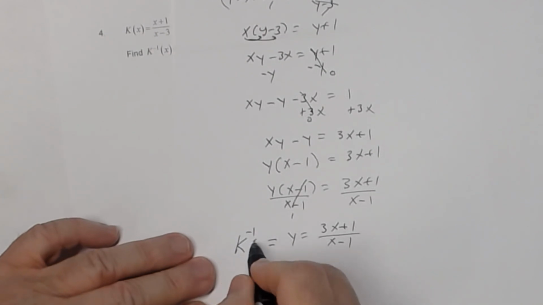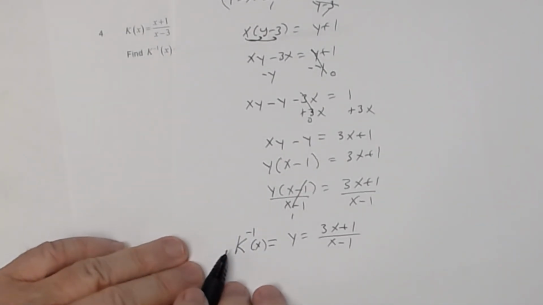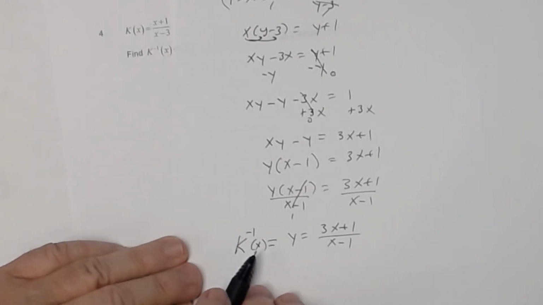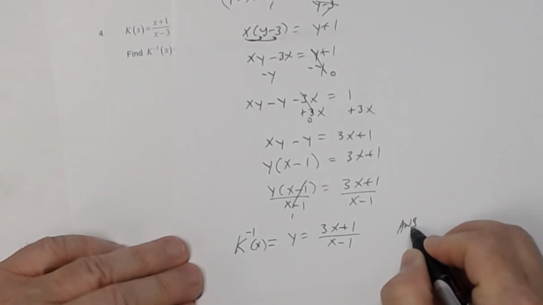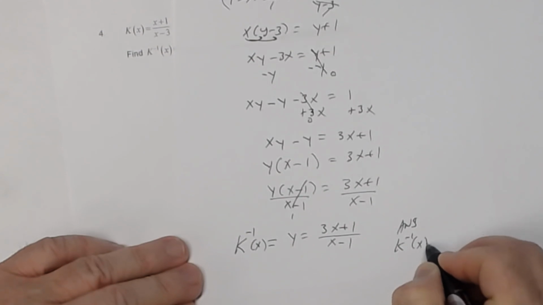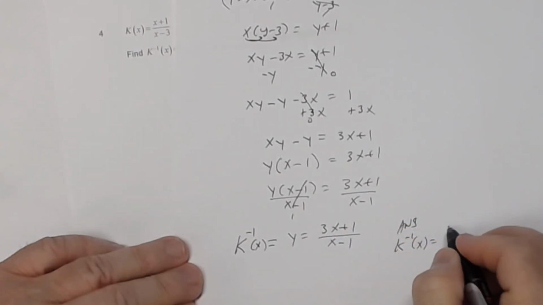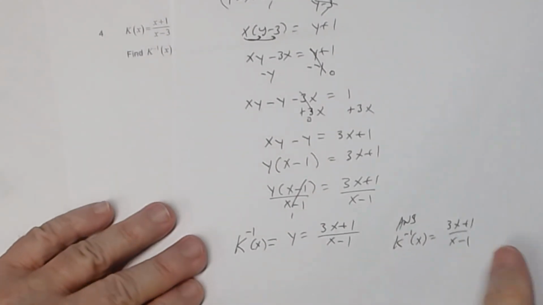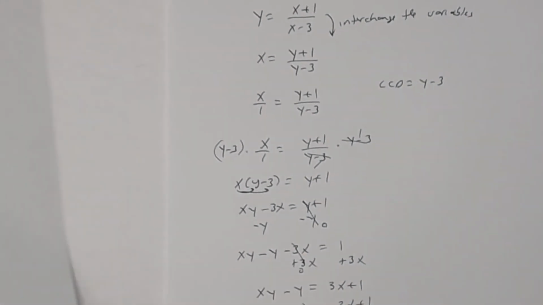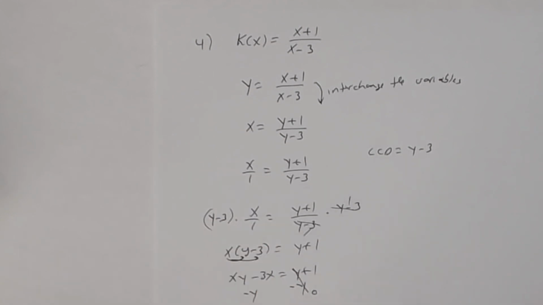So that's k inverse of x. Notice the notation, k inverse of x. And so therefore your answer, you're going to say k inverse of x is equal to (3x plus 1) divided by (x minus 1). And that's how you find the inverse of a rational function.